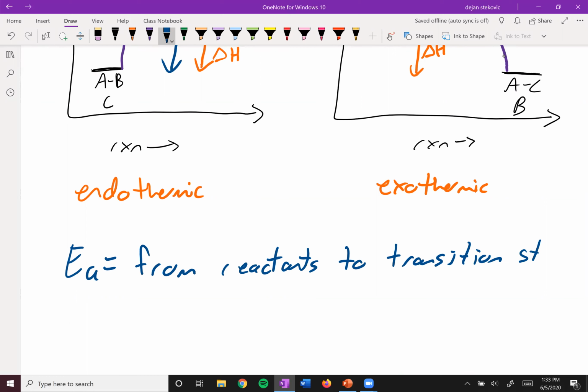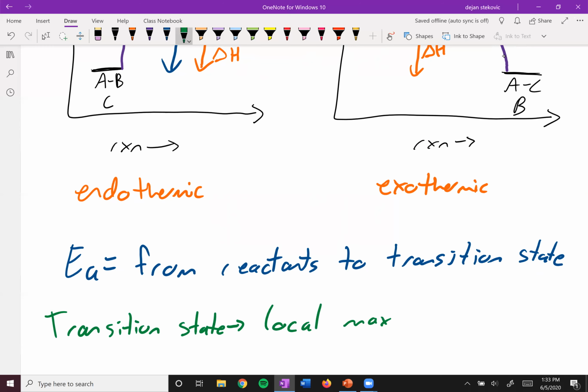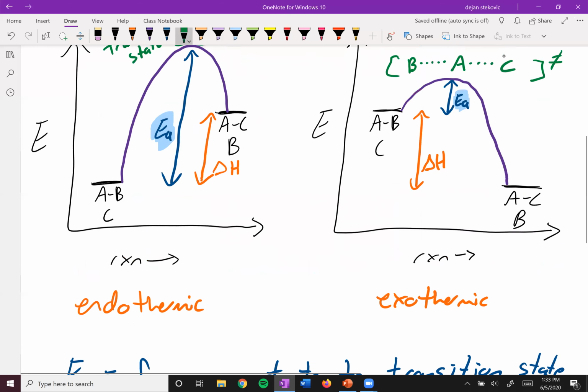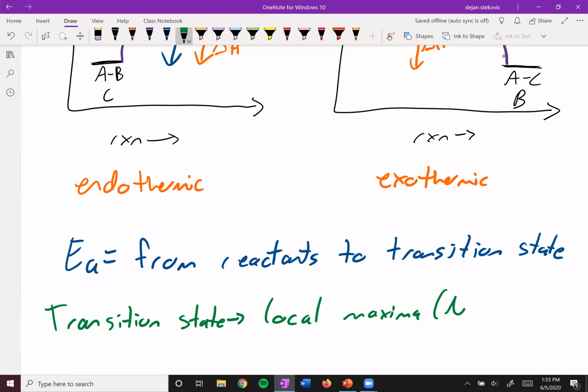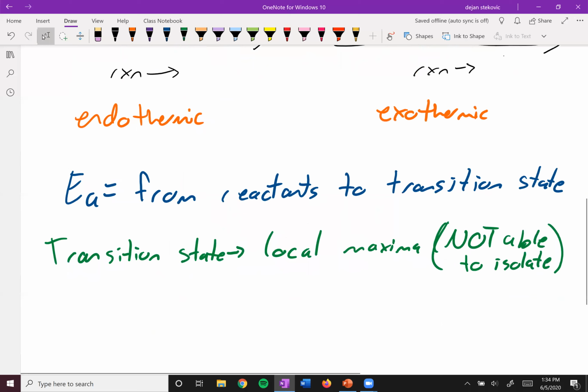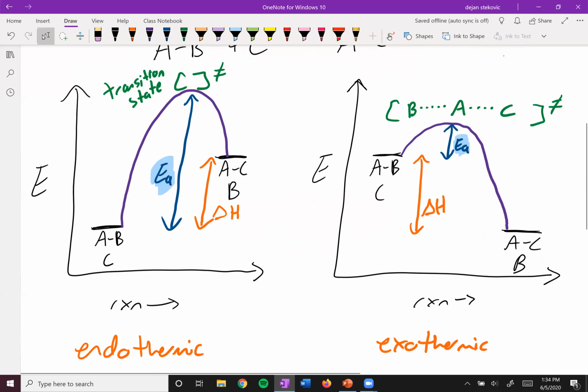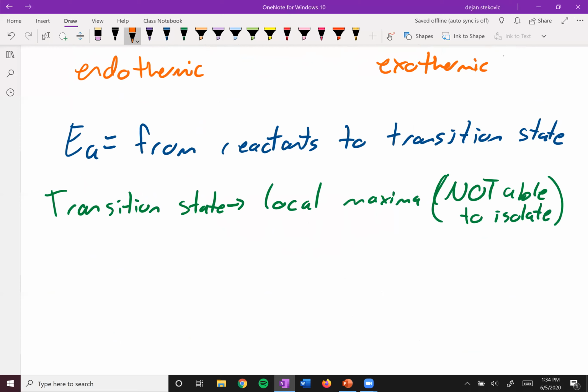The transition state is a local maximum, right? It's the maximum hump. It's up there. You cannot isolate it. It is fleeting. It is not stable. You cannot isolate it. And then we have our change in enthalpy, our delta H. This is the energy difference from reactants to products.